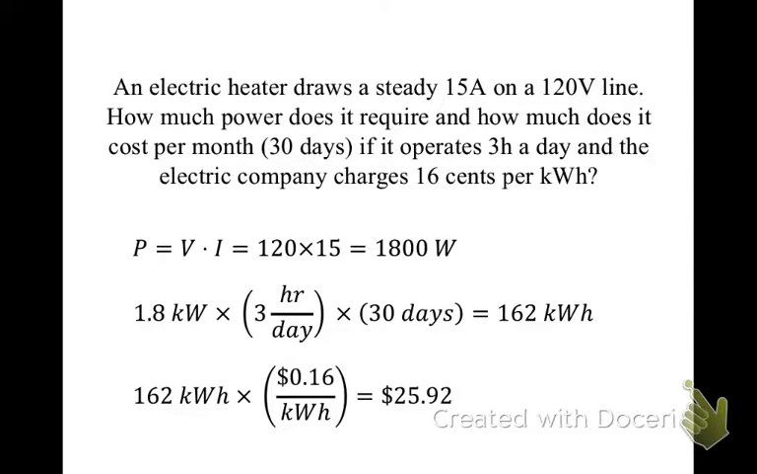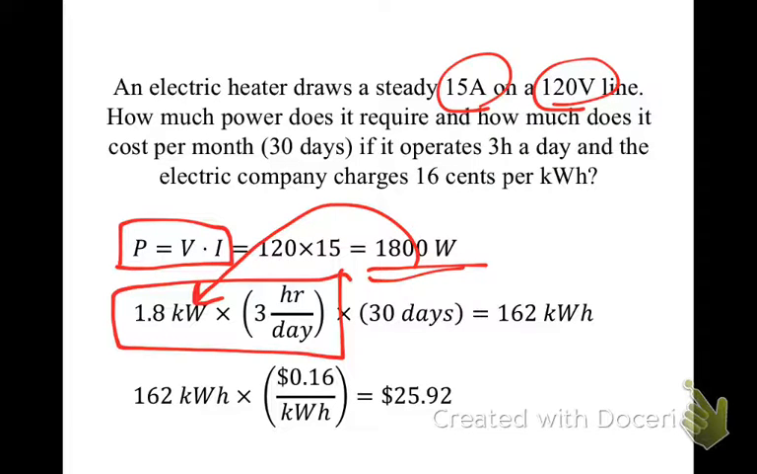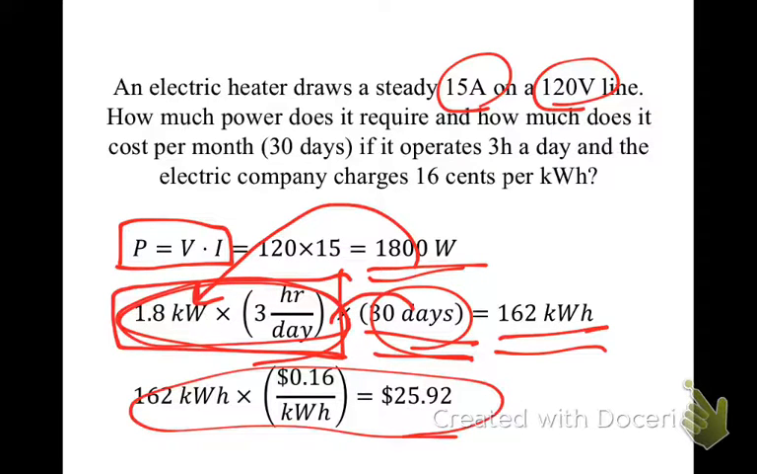I'm going to say power equals V times I, right there. And that's the 120 volts times the 15 amps, which gives me 1,800 watts. That's 1.8 kilowatts. On any given day, I run it for 3 hours, but I do that for 30 days. So the number of kilowatt hours is 1.8 times 3, and that's the number of kilowatt hours in a single day, and then I'm going to multiply that by 30 days, and I get 162 kilowatt hours, which costs me 25 bucks at 16 cents a kilowatt hour.